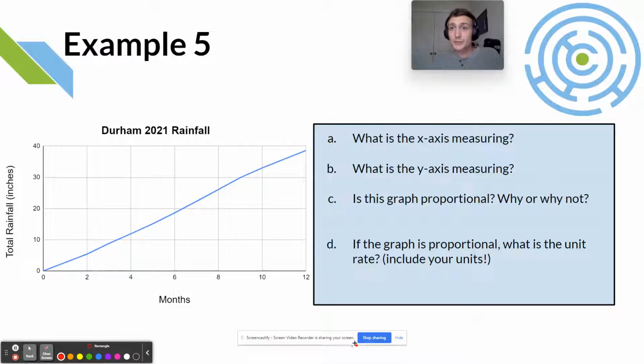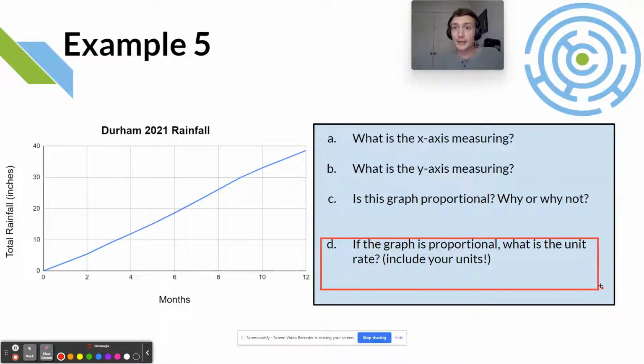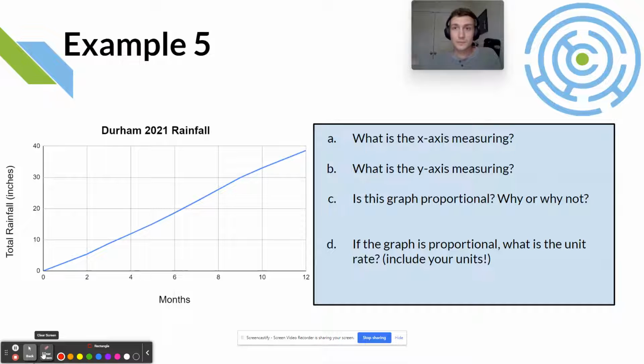All right, so you answered those questions. It's not, which means that there's no unit rate. This is directly taken from the data set that Durham had for the rainfall from 2021. So it shows you that in total we reached 38 inches over the course of all 12 months, right around that 39, almost 38 and a half.